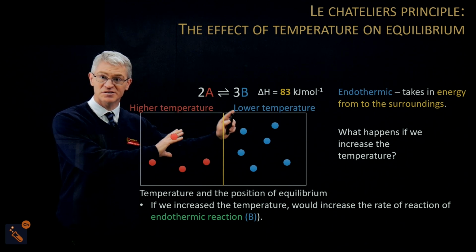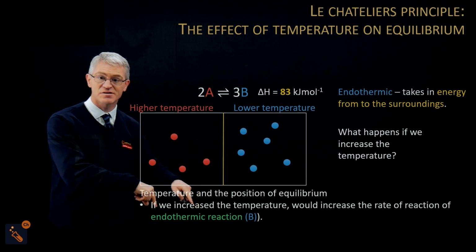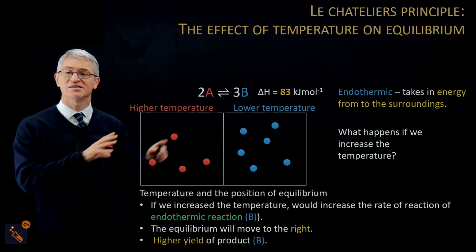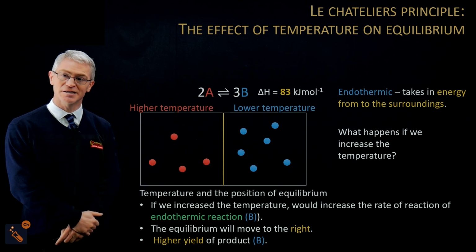The system is going to lower the temperature. It lowers the temperature by following the endothermic reaction. Equilibrium therefore moves to the right, and you get a high yield of the product, which is B.